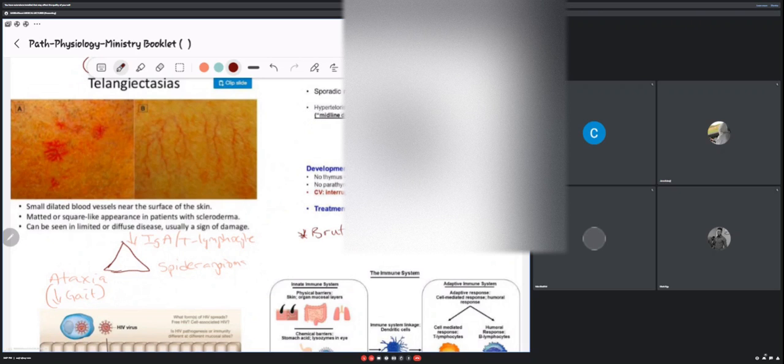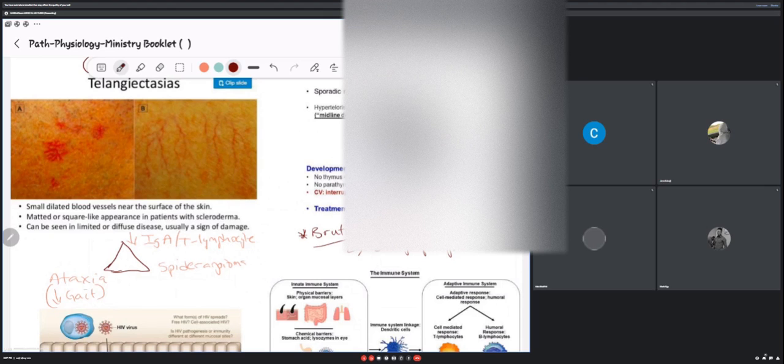Bruton's disease. In this disease, there's a problem. There's a reduced what? B lymphocyte. Take note of this difference. Here I'm writing B lymphocyte.